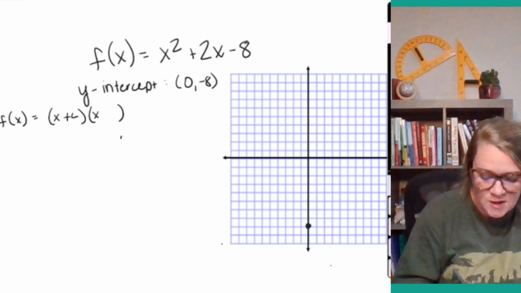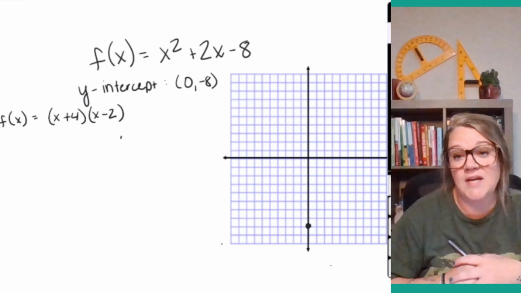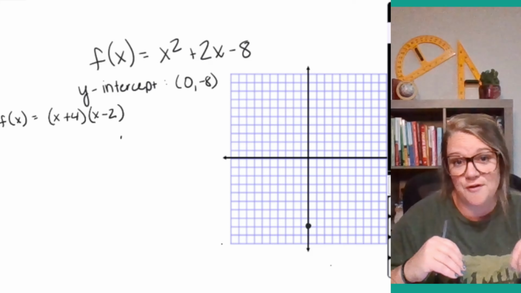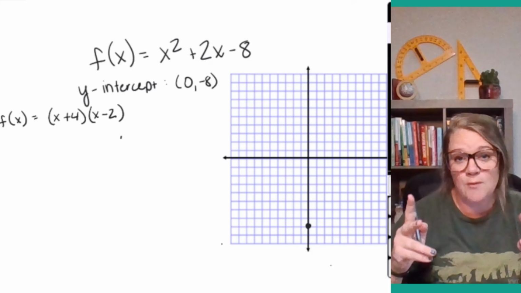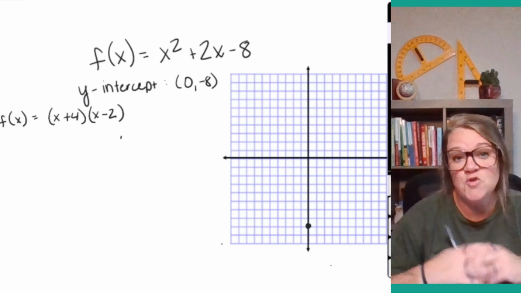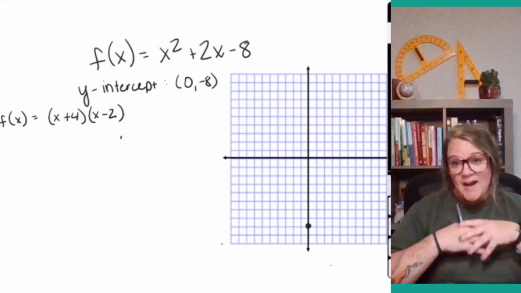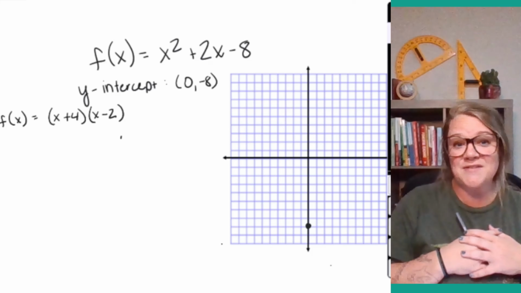A +4 times a -2 will give me -8. And if I add those two together, if I do my OI check, I will get a +2 in the middle. So here's factored form. And factored form helps us to find our x-intercepts.